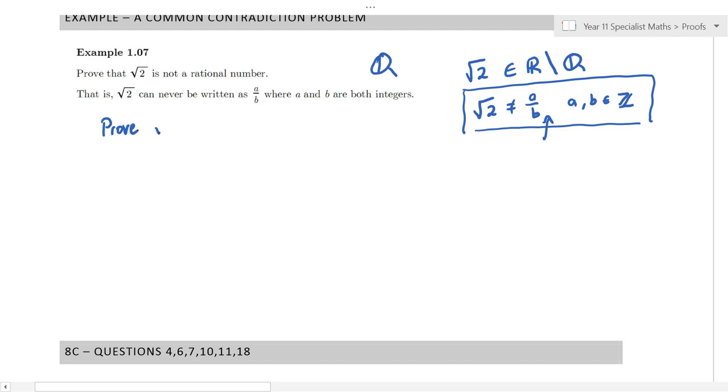So we've got to prove, let's set it out. We've got to prove that root 2 is not equal to A over B, such that, and I'm writing it out again, A and B are elements of Z. Or if you wanted to write it out in words, just like it is above, perfectly fine, I'll accept it. So your proofs are going to look different, all right?